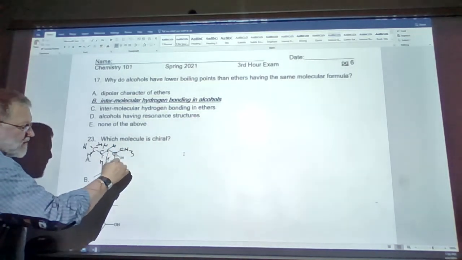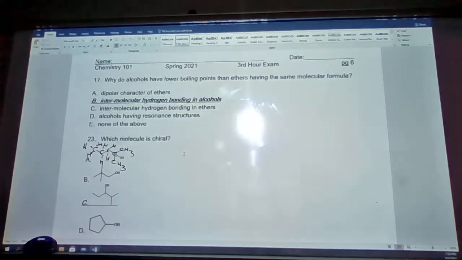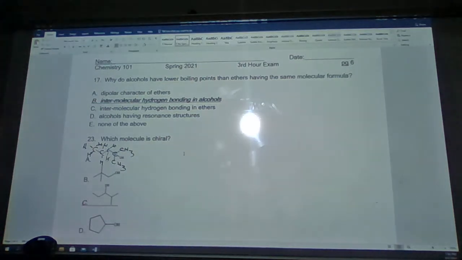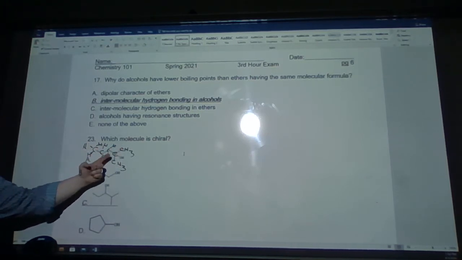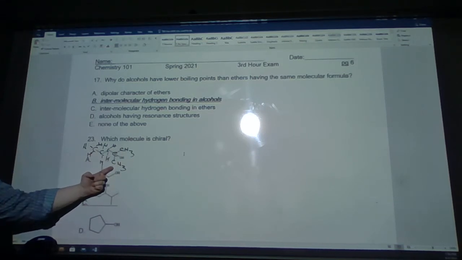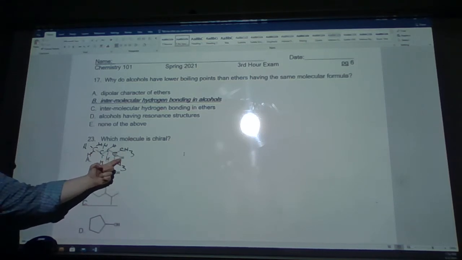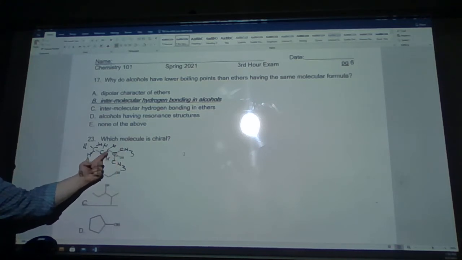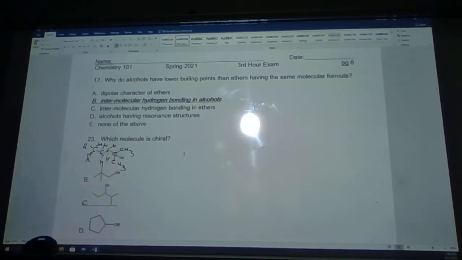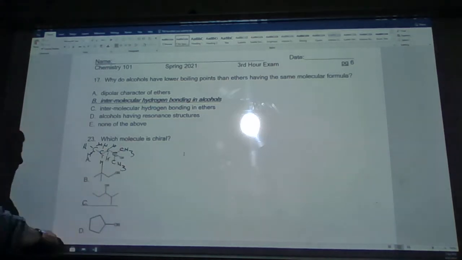CH3, CH3. All those carbons have at least two things that are identical attached to them. Three hydrogens, two hydrogens, two hydrogens, two CH3 groups. This carbon is attached to the OH, the CH3, which is identical to this CH3, and that CH2. That carbon is not chiral because these two things are identical to one another.